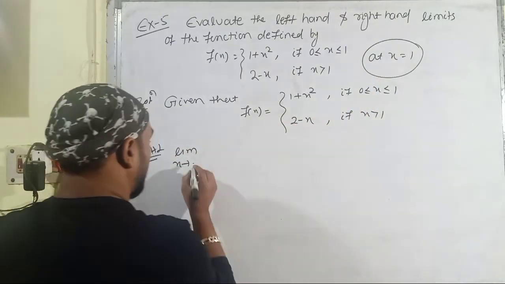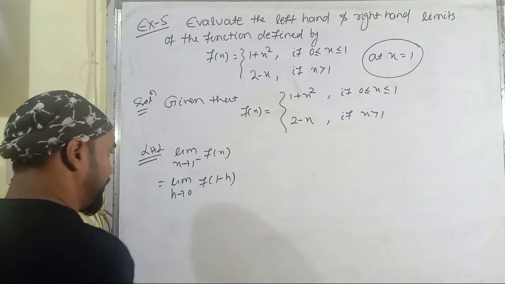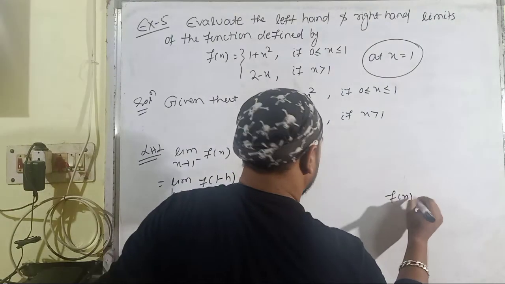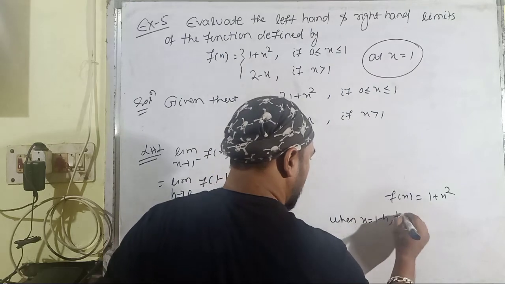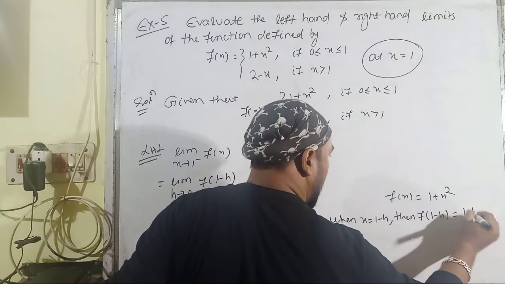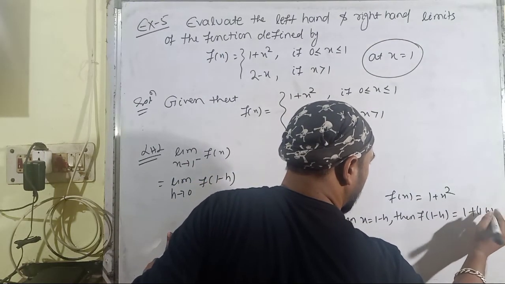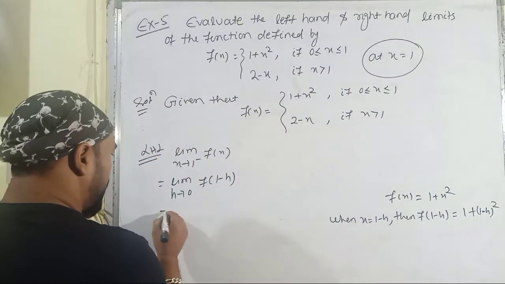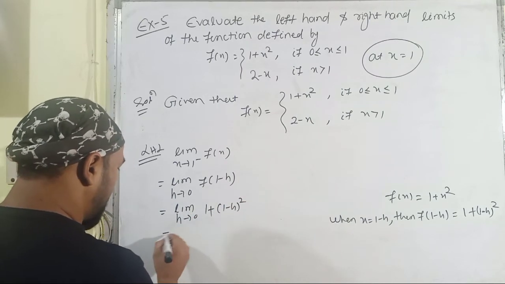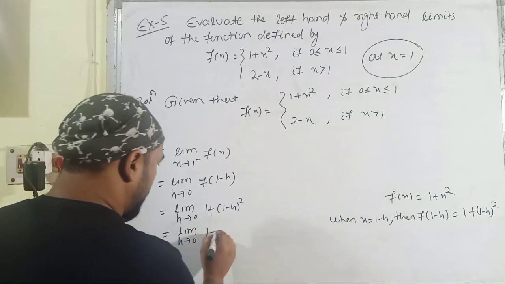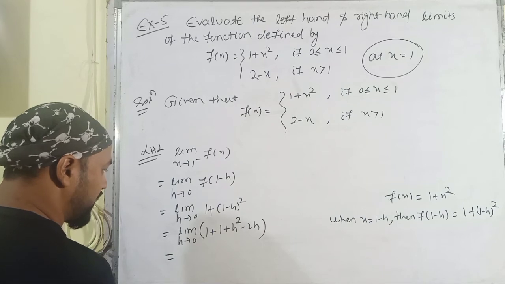The limit as x tends to 1 minus of f(x) will be the limit as h tends to 0 of f(1 − h). When f(x) = 1 + x², when x = 1 − h, then f(1 − h) will be 1 + (1 − h)², so limit h tends to 0 of 1 + (1 − h)². That means it is the limit h tends to 0 of 1 + 1 + h² − 2h. As it is a polynomial, directly put the value of h here. So it will be 2.